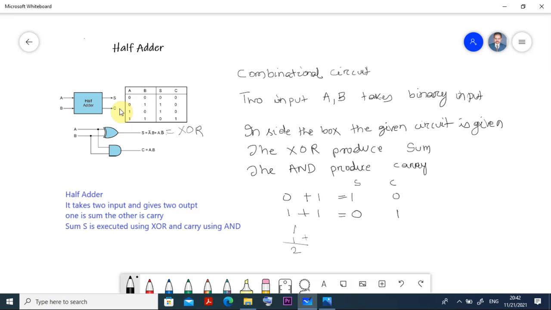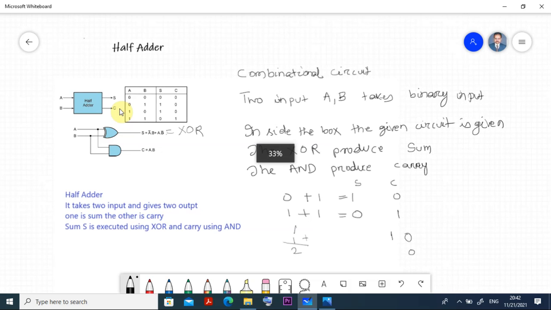But how to represent it in a binary number? This is 0 and 1, like this going down. 2 to the power 0 plus 1 into 2 to the power 1. That means here there must be 1, and here must be 0. That's why when you add 1 plus 1, it becomes 1 0. It is not 2 as in the decimal number system; in the binary number system, it becomes 1 0. Are you following me? How are we getting 1 plus 1 equal to 1 0?